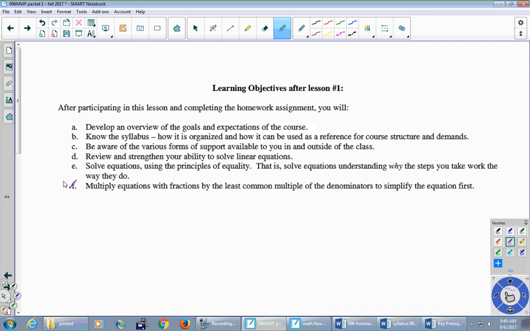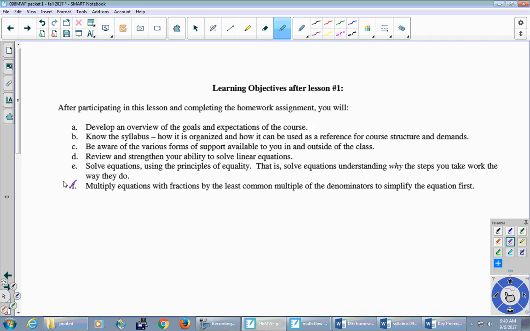For example, F, it says, after participating in this lesson and completing the homework assignment, you will multiply equations with fractions by the least common multiple of the denominators. We saw that today. If you know how to do that, great, you got what you needed to get. If you don't know what I'm talking about there, that's an indication that you need to do more practice and be asking me, hey, Ian, can you give me some examples of things like that?